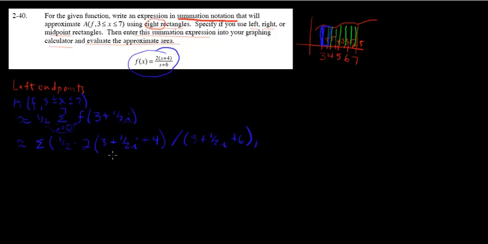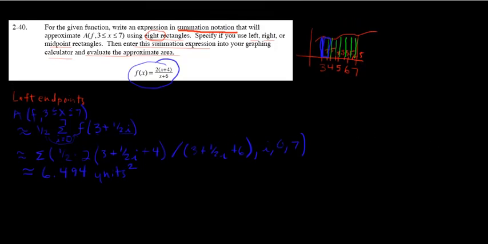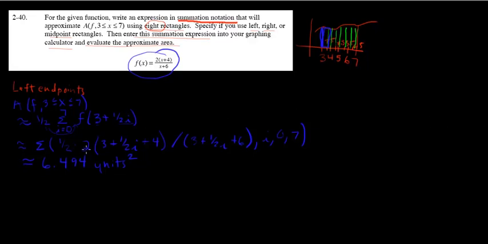Our variable here is i. We want to start at 0 and stop at 7. If we plug that into our calculator, we get approximately, rounding to 3 digits, 6.494. And remember the units: since we're not told what units, like meters or feet, we just write units squared, because we're multiplying base and height for every rectangle. Again, this is using our left endpoints.